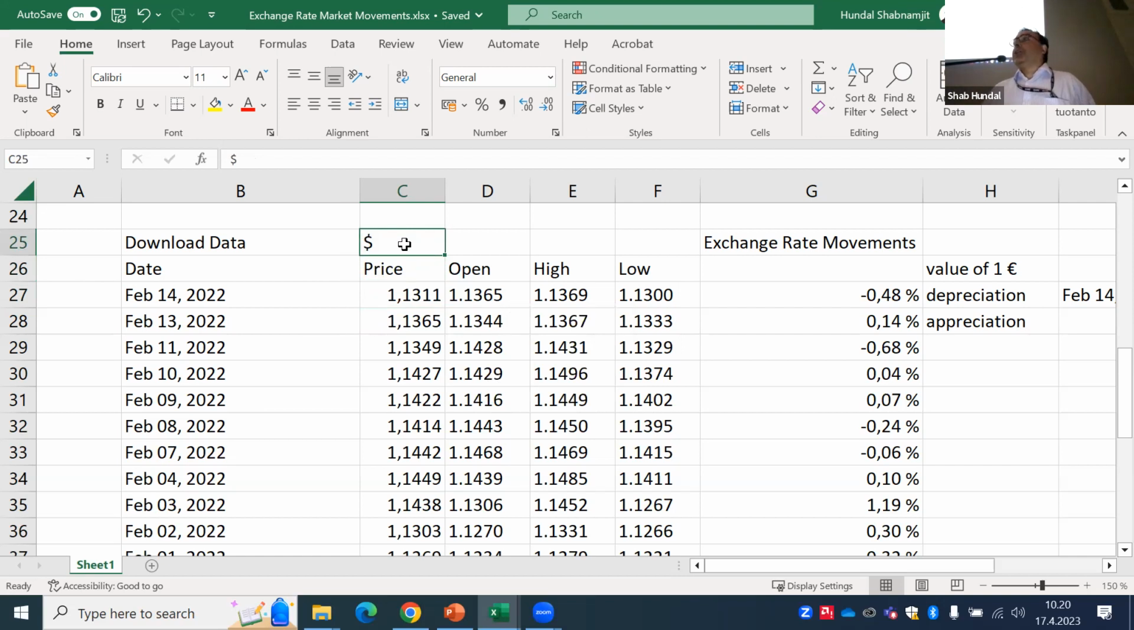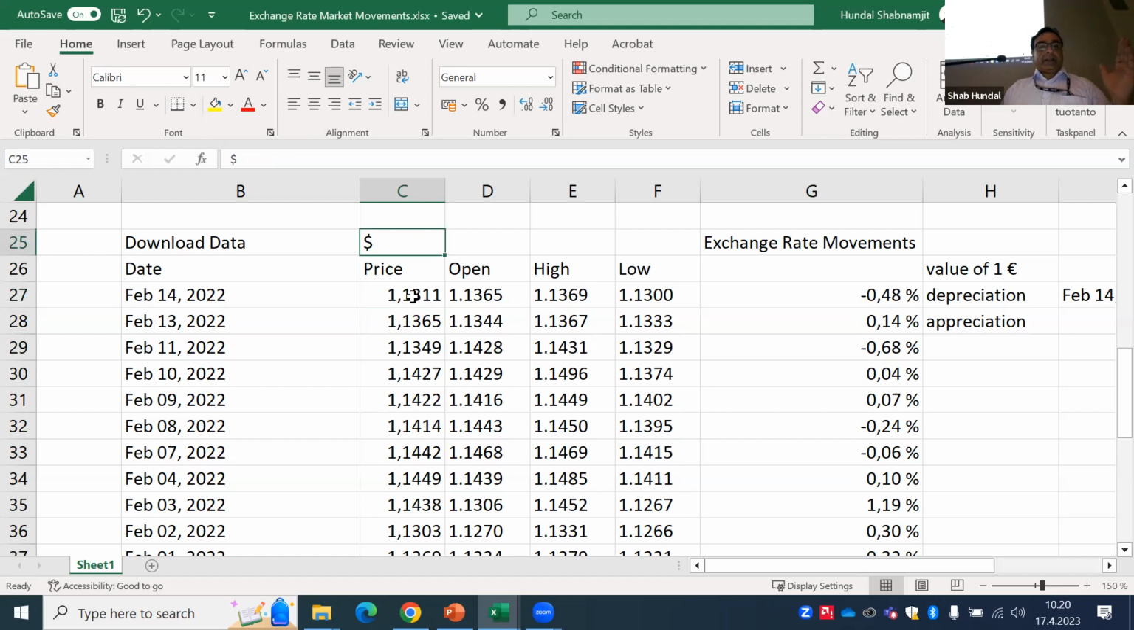Do we use dollars in the Eurozone? No. Where do you pay, where do you buy and sell in dollars? Which country? In the United States of America. It means this is the price of €1, but shown in dollars. So this is the exchange rate of €1.